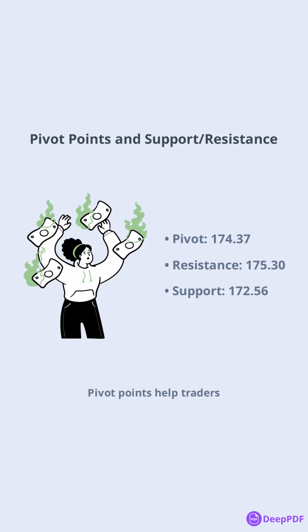Pivot points help traders identify key price levels. For TXN, the main pivot point is at 174.37, with resistance at 175.3 and support at 172.56. The current price is just below the pivot, suggesting a slight bearish bias. If TXN breaks below support, further downside is possible, but a move above resistance could trigger a reversal. These levels are important for short-term trading decisions.